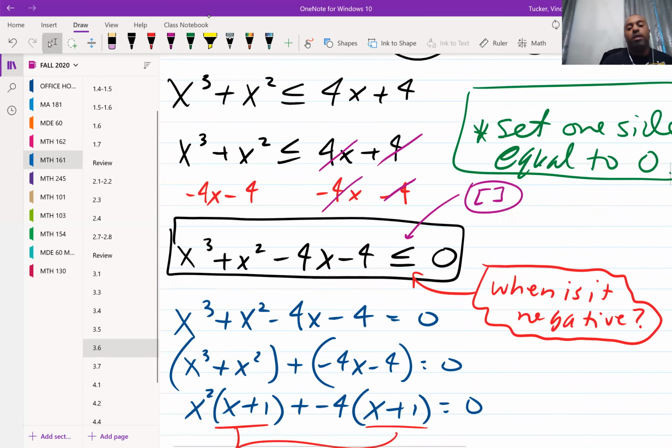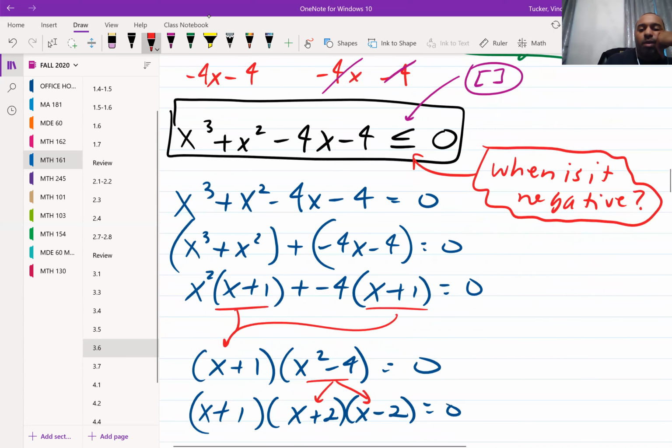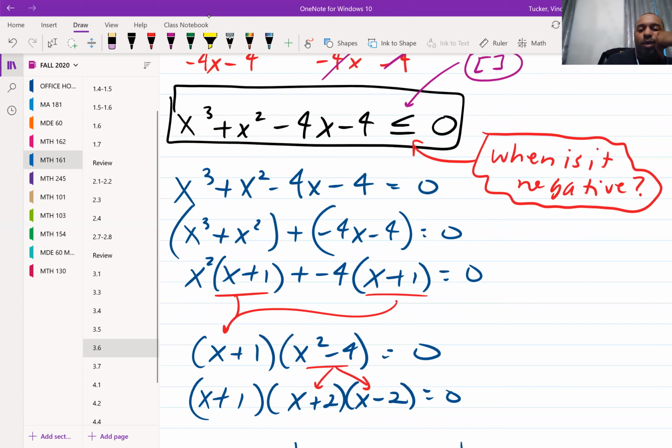So I went ahead and factored this out. Four terms means you can factor by grouping. So I grouped together the first two terms and the second two terms. Don't forget this minus sign needs to be included inside that parentheses with the 4x. Factored out x squared. Then I factored out -4. The x plus 1 I brought to the front, and that leaves me with x squared minus 4. X squared minus 4 is the difference of squares, and that gives me (x plus 2)(x minus 2). So I factored that out completely.